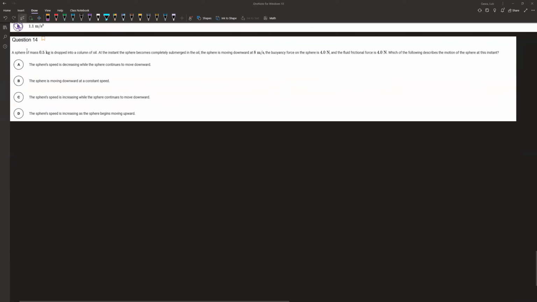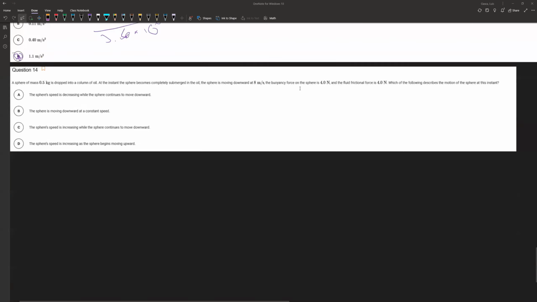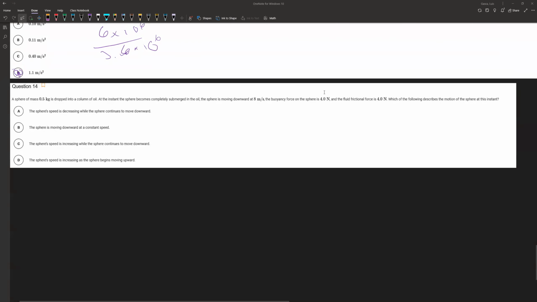A sphere of mass 0.5 kilograms is dropped into a column of oil. At the instant the sphere becomes completely submerged in the oil, the sphere is moving downward at 8 meters per second. The buoyant force on the sphere is 4 newtons, and the frictional force from the fluid is 4 newtons. So there's viscosity here. That's not something we really talk about, but we just treat it as a frictional force and we know its number. Which of the following best describes the motion of the sphere at this instant?